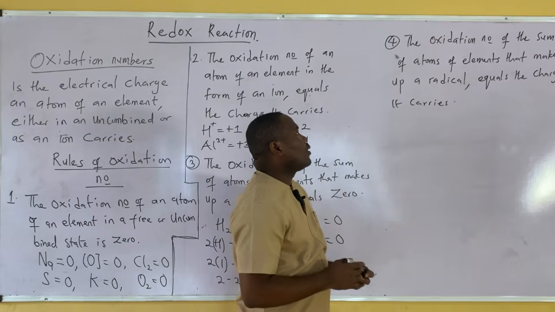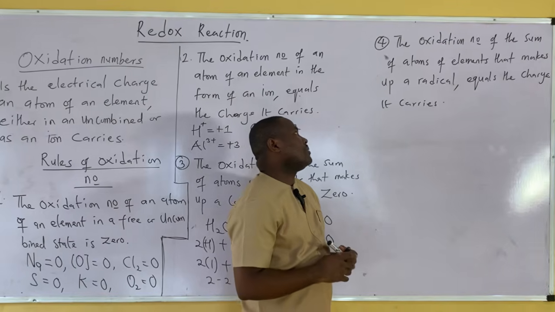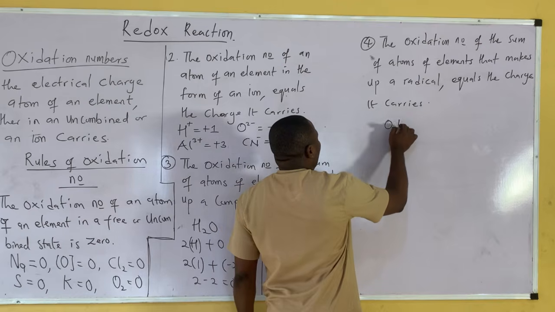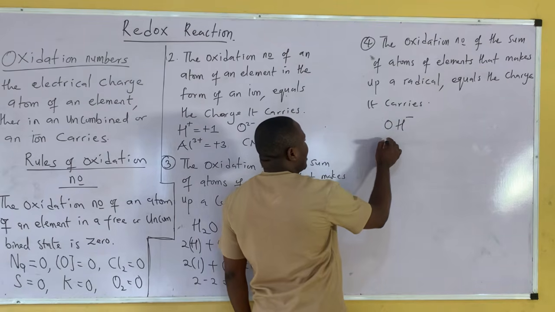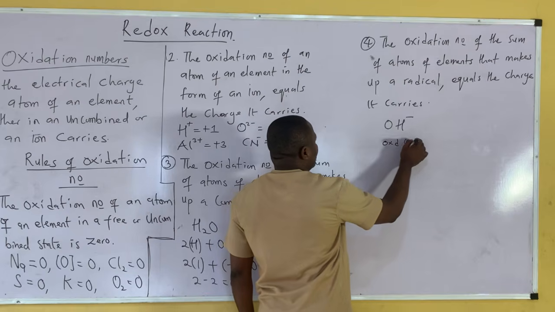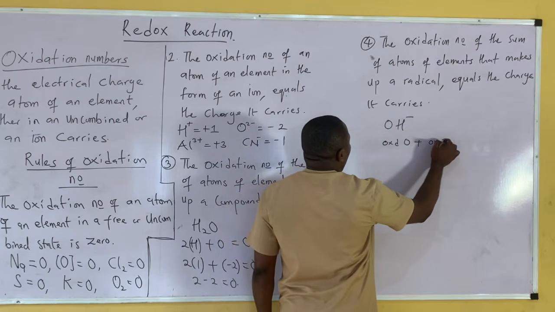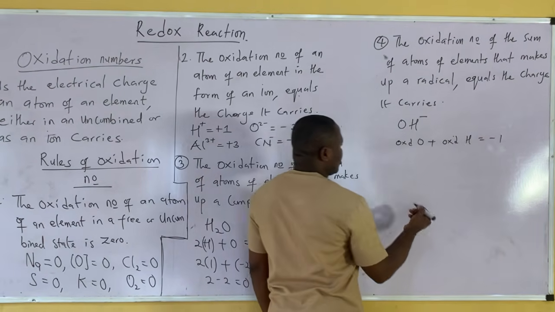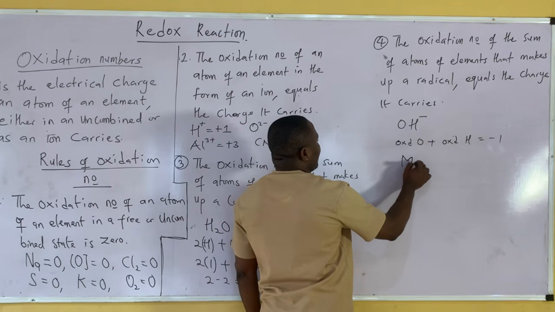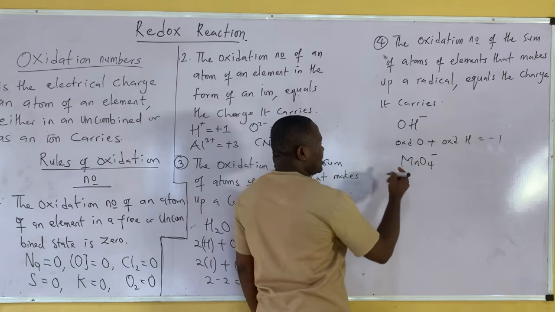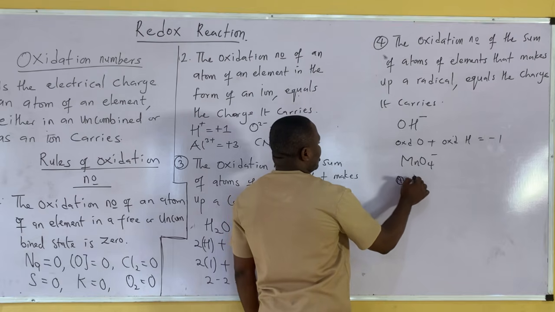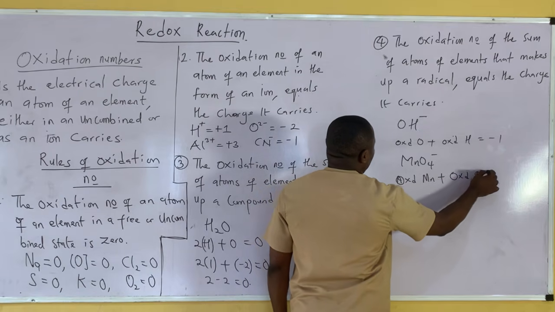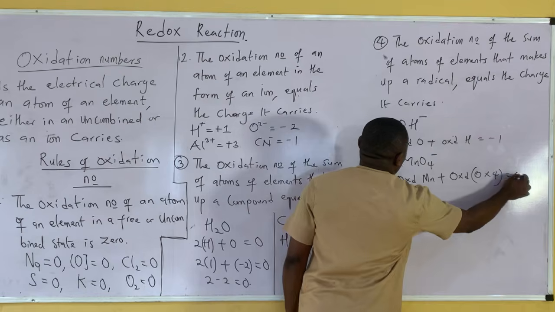Now, let's look at number 4. It says the oxidation number of the sum of atoms of elements that makes up a radical equals the charge they carry. Look at something like this. I have OH minus. It is saying that the oxidation number of oxygen plus oxidation number of hydrogen, everything equals -1. Look at another example. I have MnO4 minus. It's saying the oxidation number of manganese plus oxidation number of oxygen times 4, everything is equal to -1.